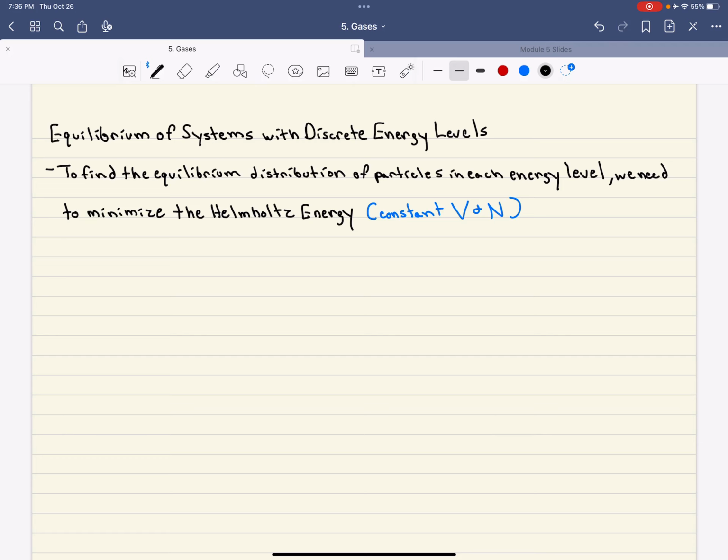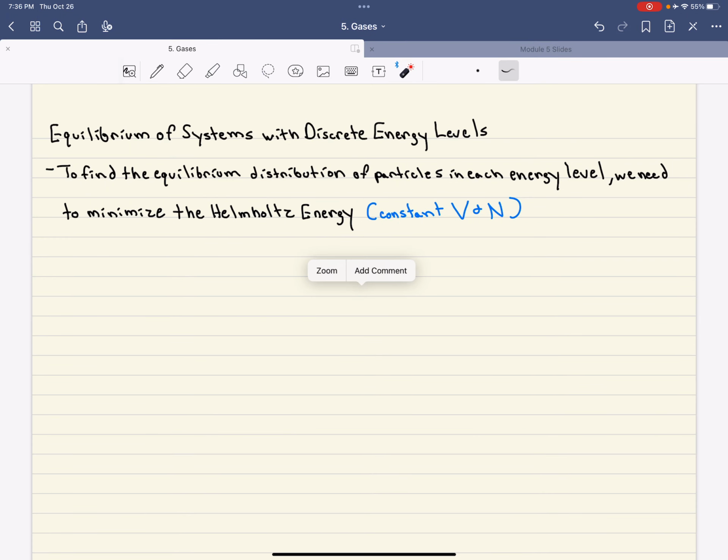Previously, we discussed how to calculate the entropy for systems that involve multiple energy levels. What we'll do now is talk about how to define the equilibrium behavior of these types of systems. In order to identify the equilibrium behavior, we essentially want to find the conditions that minimize the Helmholtz energy of the system.